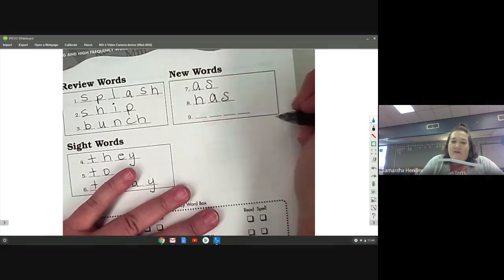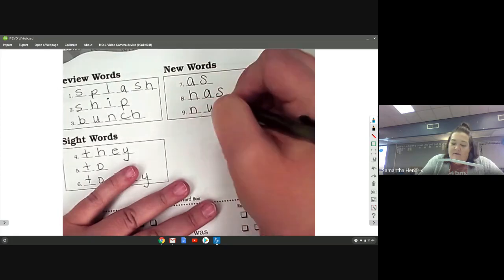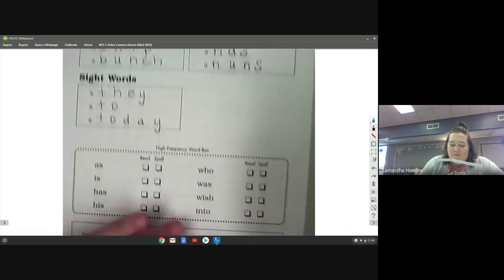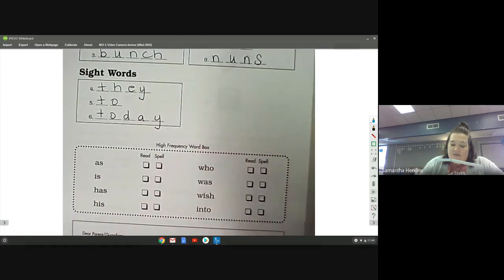Okay, we're not coding here, so we don't need to code anything. Nuns. N. Nuns. Okay? Remember, sound these out. Read them and spell them to someone tonight, okay?